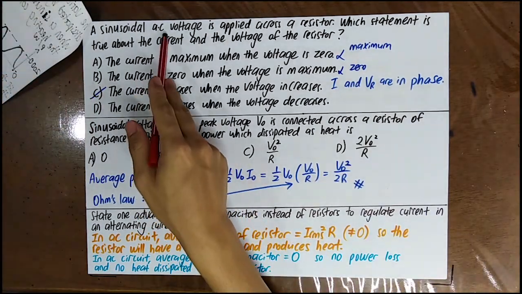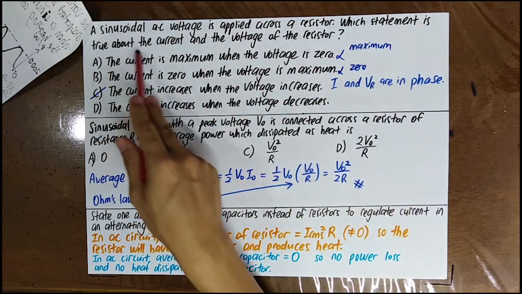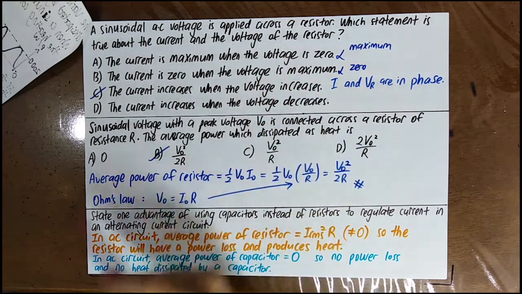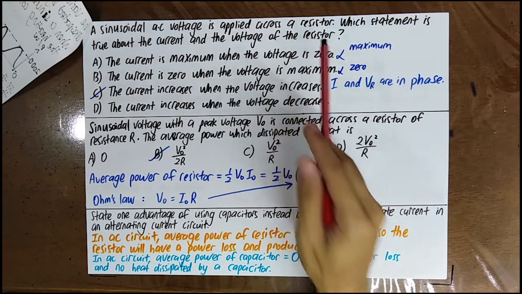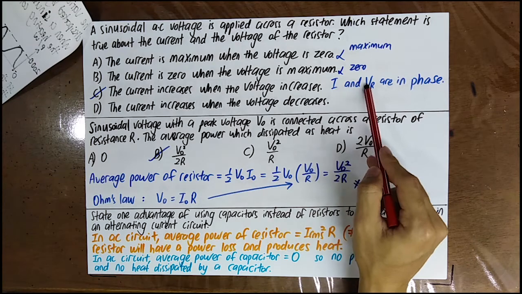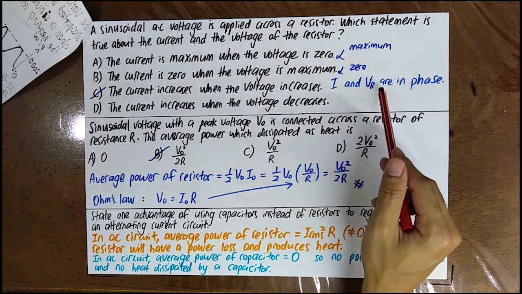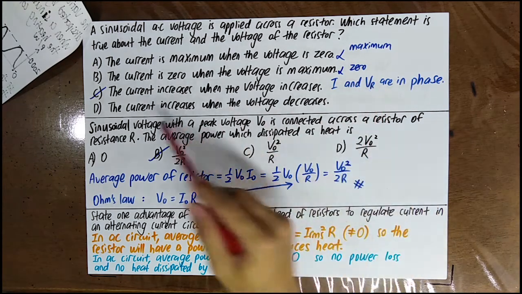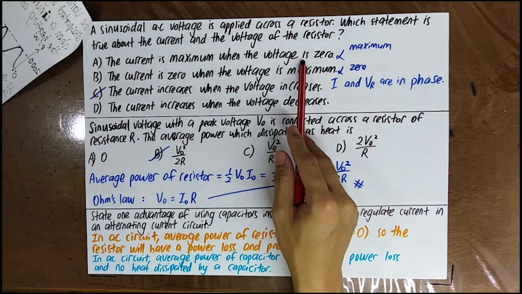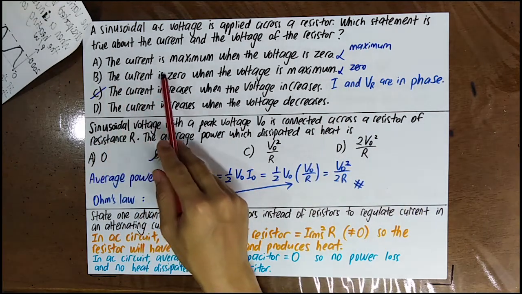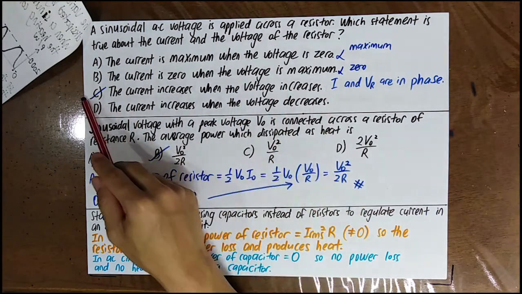The sinusoidal alternating current voltage is applied across a resistor. Which statement is true about the current and the voltage of the resistor? Okay, you know that for a resistor in an alternating current circuit, I and VR are in phase. I is the current passing through the resistor. VR is the potential difference across the resistor. So when they are in phase, the current is maximum when the voltage is maximum. The current is zero when the voltage is zero. The current increases when the voltage increases. Yes, this is correct.